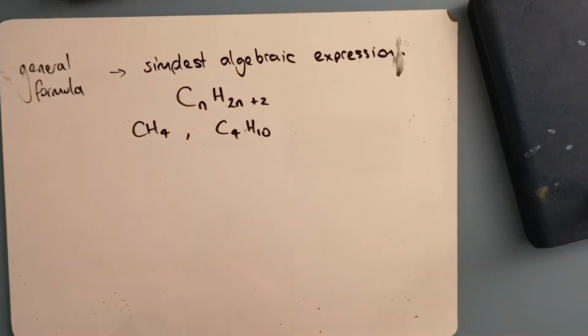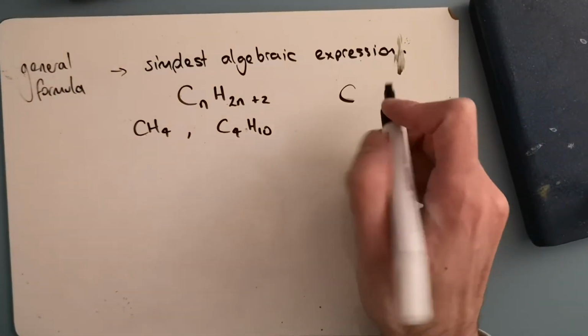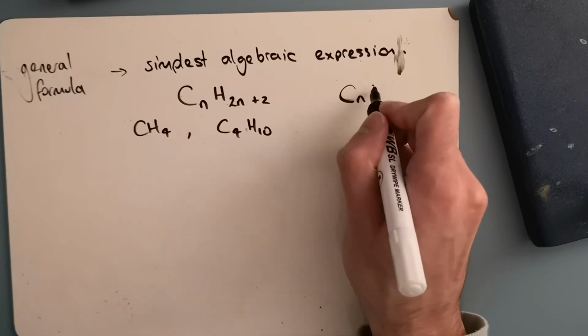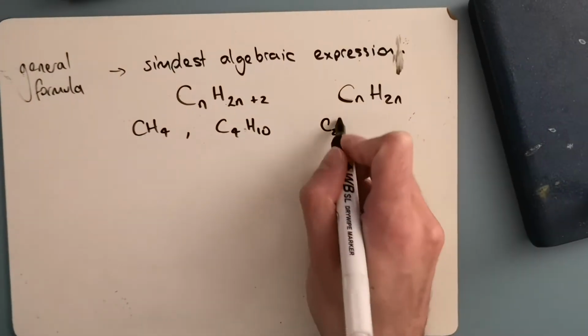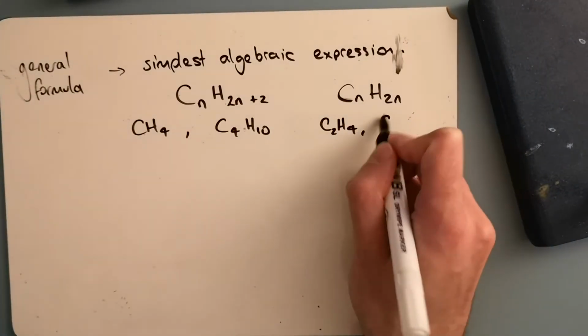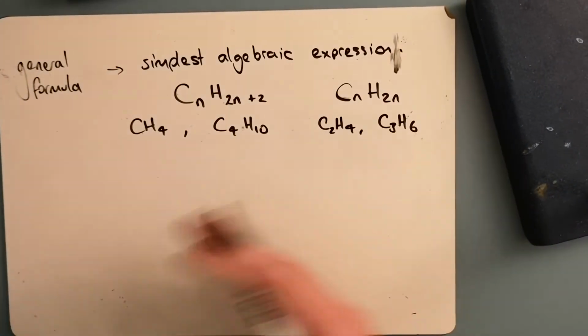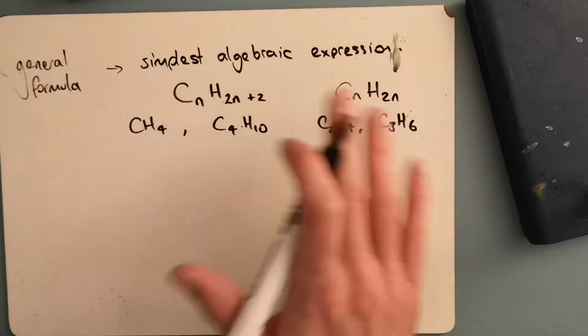CnH2n+2. And we've got alkenes, single alkenes anyway, will follow CnH2n. So we have C2H4, it's an alkene, C3H6, all alkenes, and they follow that general formula.